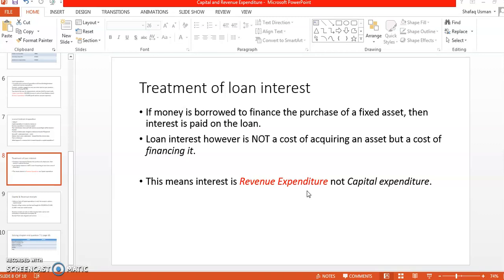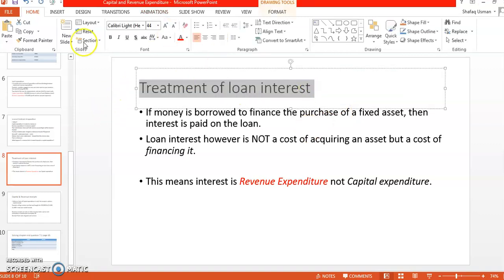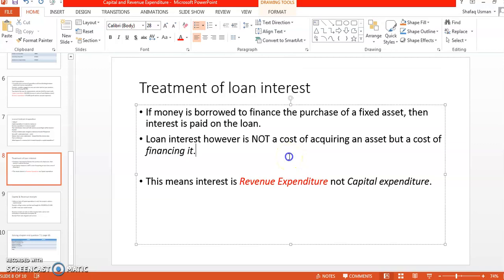Okay, moving forward in our chapter, still continuing with capital and revenue expenditures, chapter number 7. By now, I hope all of you are clear on what a capital expenditure is and what a revenue expenditure is. Now, moving on, today our topic under discussion is going to be treatment of loan interest. What is a loan? A loan is the money you borrow from a bank or from your father, your friends, anyone. The money borrowed which has to be returned is a loan, and a loan is a liability.